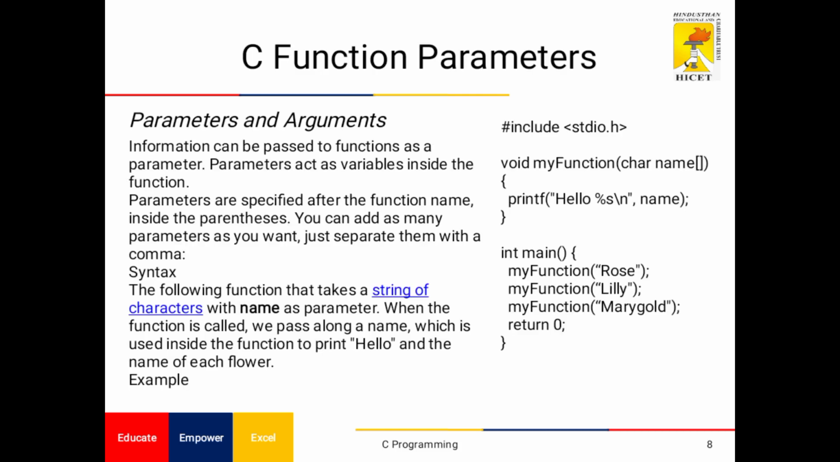Then C function parameters. So parameters are nothing but arguments. So while calling we have to give some values along with the function name. So those are all called as arguments or parameters. Here we are passing the arguments as rose, lily and marigold along with the function name my function. So these are all called as parameters.